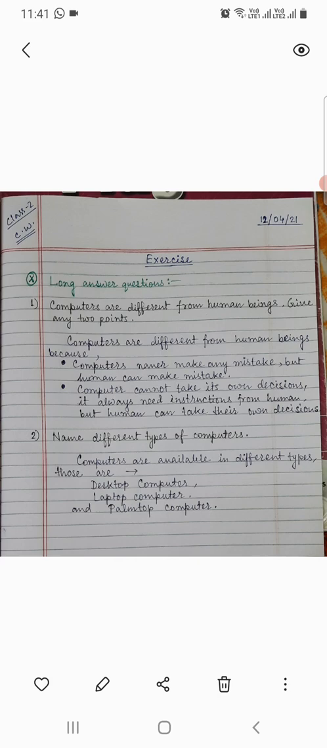Desktop computer means the computer that we can keep on a desk, and it is big in size. Laptop means the computer that we can keep in our lap, and it is a small computer. Palm top means that we can carry it in our pockets also. It is a very small kind of computer. So what are the three types we have? Desktop computer, laptop computer, and palm top computer.